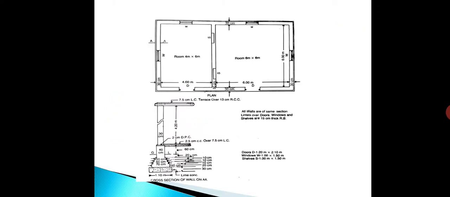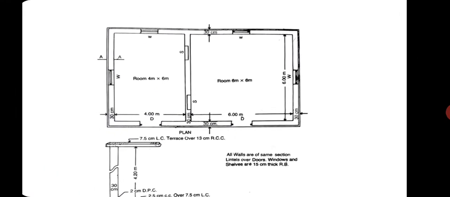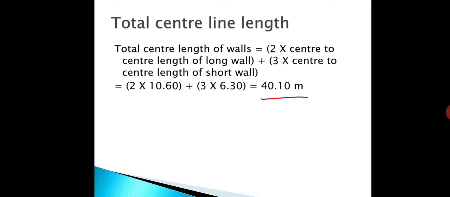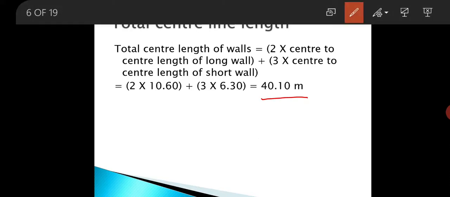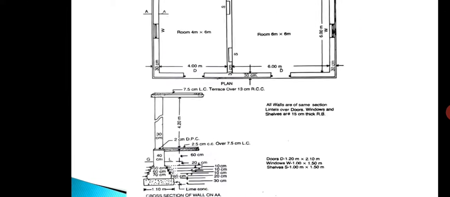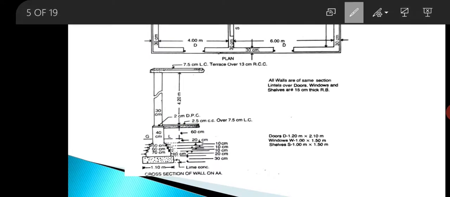So this one is the plan and section of the wall of a two-room building. And in the last class we have already calculated the total center line length of the building, which is equal to 40.10 meter. So now we will go for calculation of brickwork in foundation.